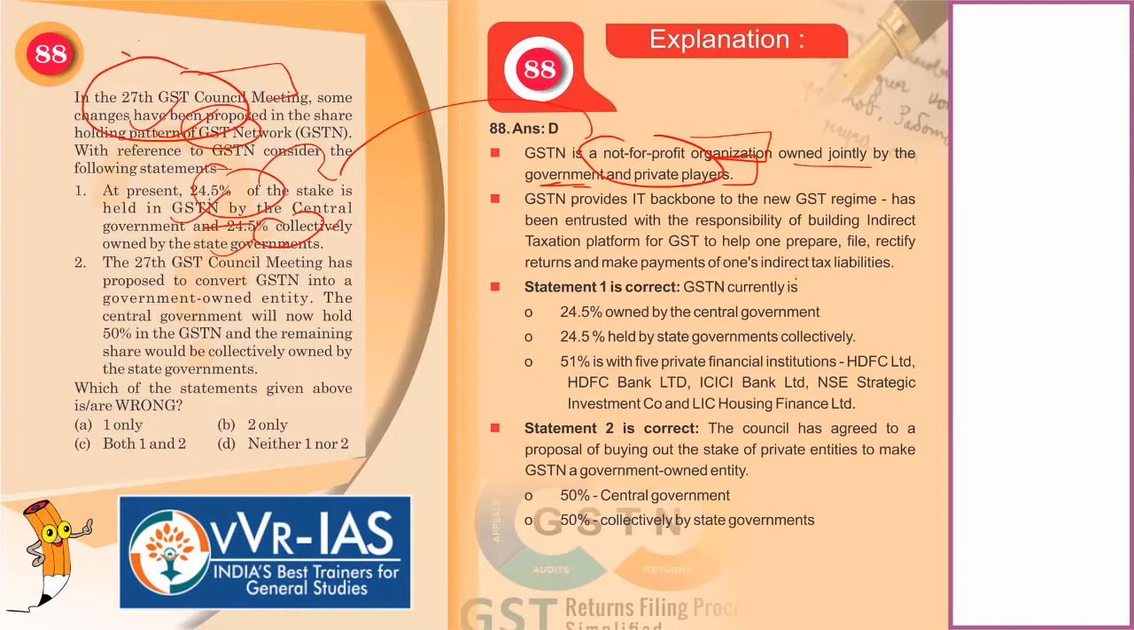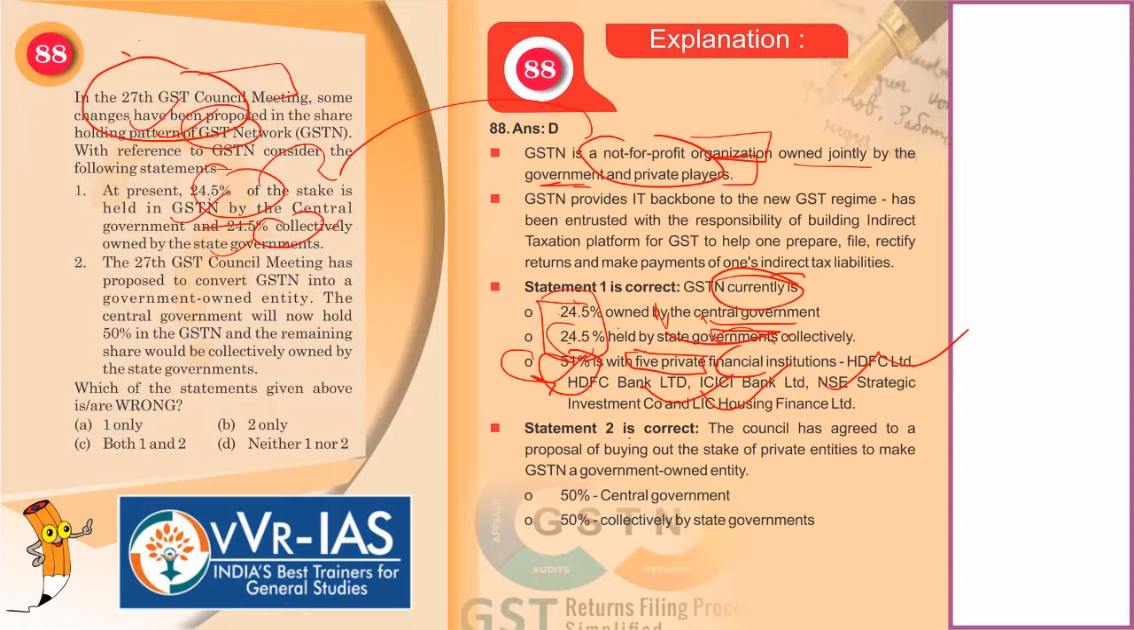See, at present, before the 27th GST Council, 49% in total, with 24.5%, that is half of 49, equally shared by the central and the state governments collectively. Okay? And the remaining 51% was with 5 private financial institutions: HDFC Limited, HDFC Bank Limited, ICICI, NSE Strategic Investment Company, and LIC Housing Finance Limited.